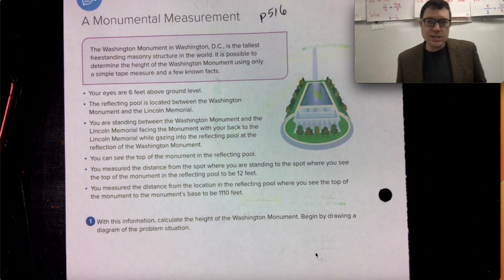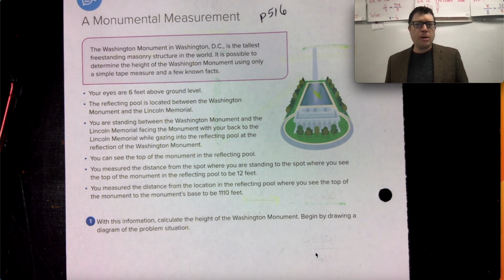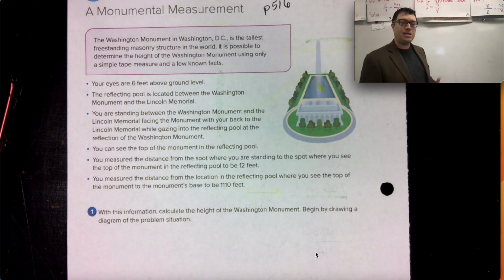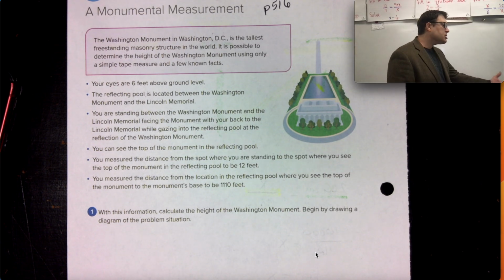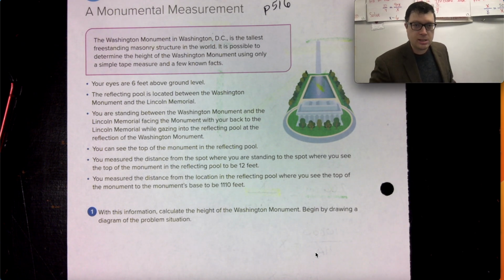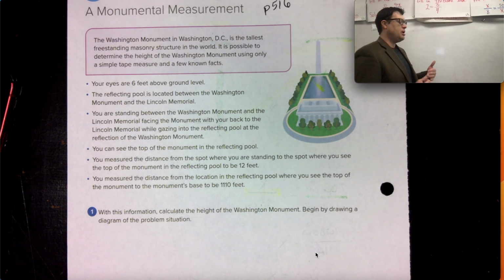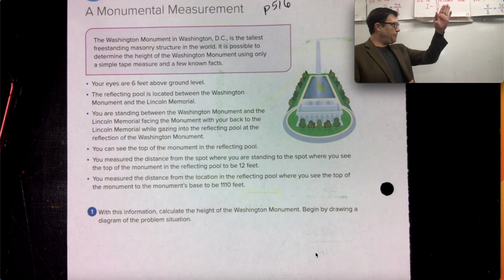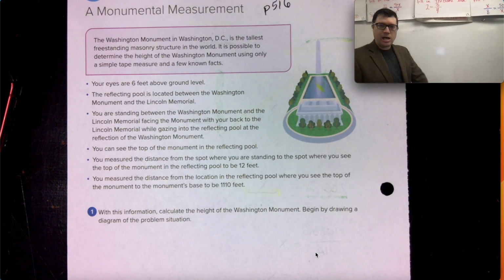That's beginning the setup here. I'm standing between the Washington Monument and the Lincoln Memorial. I'm facing the monument with my back to the Lincoln Memorial, and I'm gazing into the reflection pool, and I notice the top of the Washington Monument. So I'm going to back up so that the top of the Washington Monument is right at the edge of the pool.